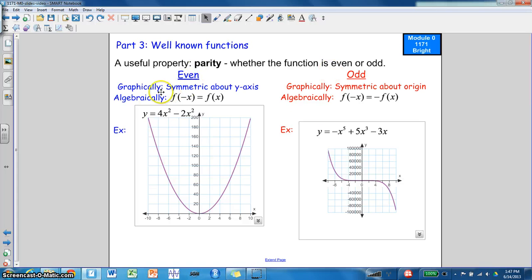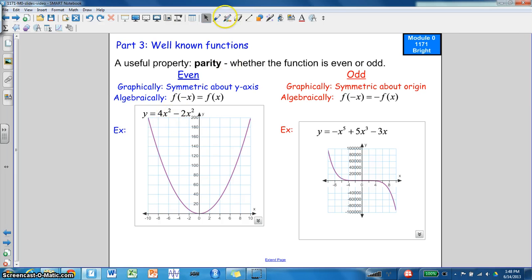And just a reminder, graphically, it's even if we plot it, if we see that it is symmetric about the y-axis, meaning that we can fold it in half along the y-axis and get the same image on both sides. Algebraically, we actually have to do a little bit more work, but it's not too much more. We just have to substitute in minus x, and if after everything is said and done we get out the same function that we started with, then it'll be an even function.